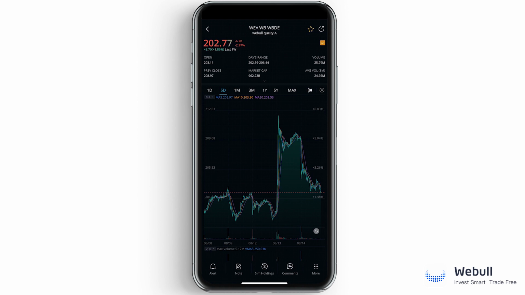Webull allows two types of in-app comparisons. The first allows you to compare up to 3 different tickers on the same chart. The second one is dual charts, which allows you to compare two ticker charts side by side. First, we're going to be going over how to compare different tickers in one chart.